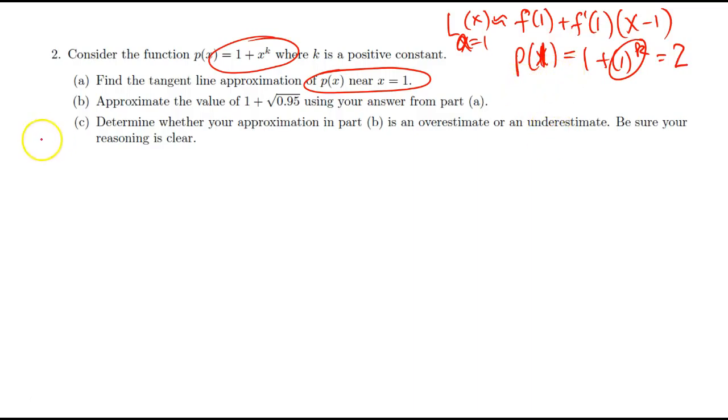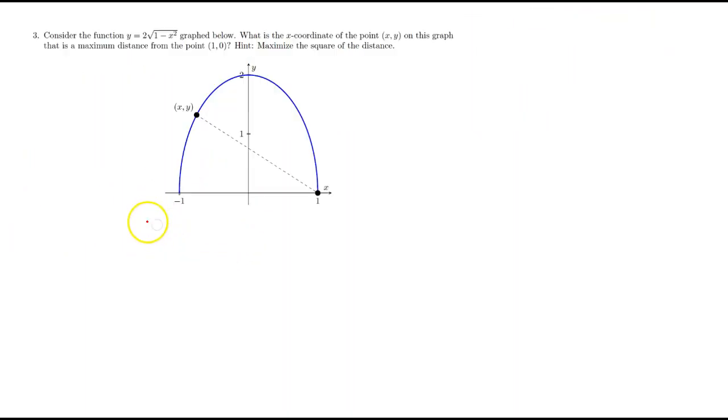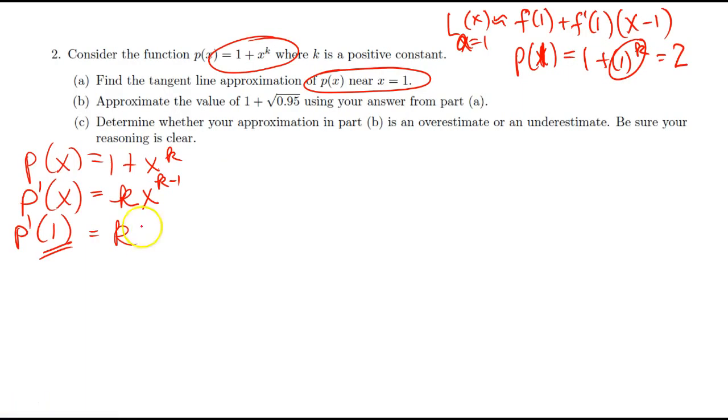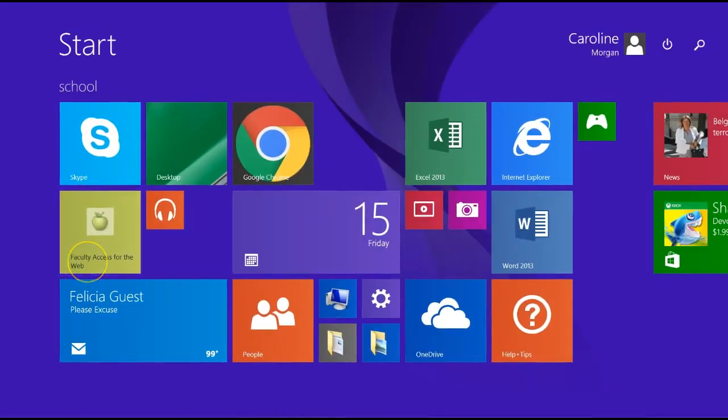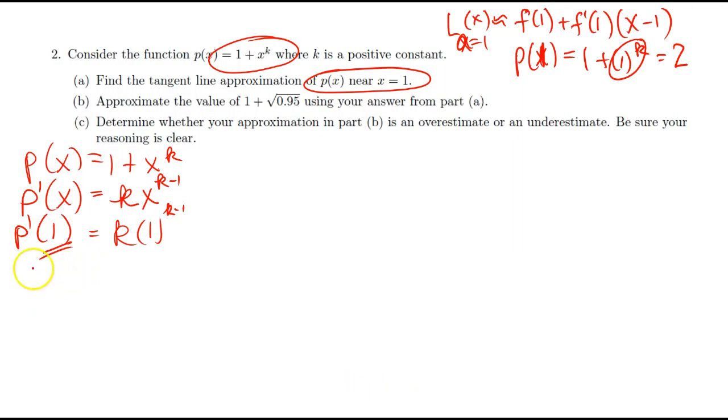Now let's take the derivative. If p of x equals 1 plus x to the k, p prime of x equals k times x to the k minus 1, right? And if we're looking at that at 1, it's 1 to the k minus 1, which is just 1, so it equals k, doesn't it? So p prime of 1 equals k.